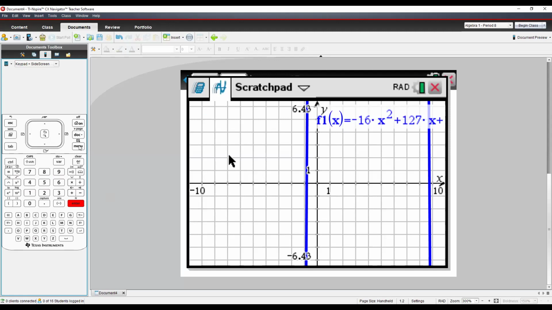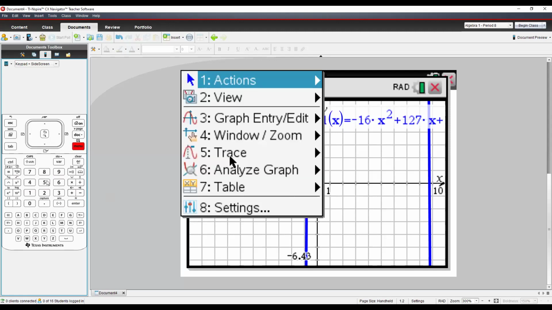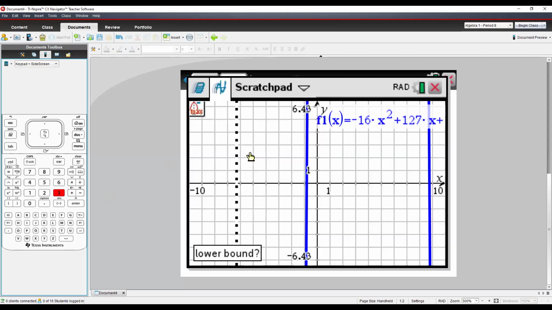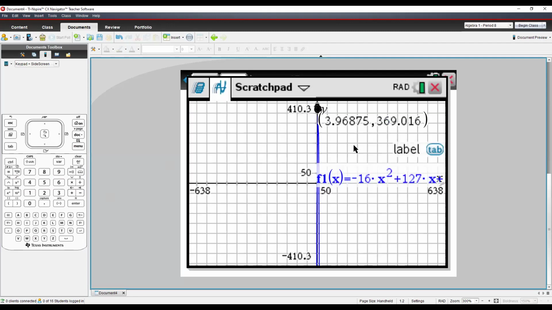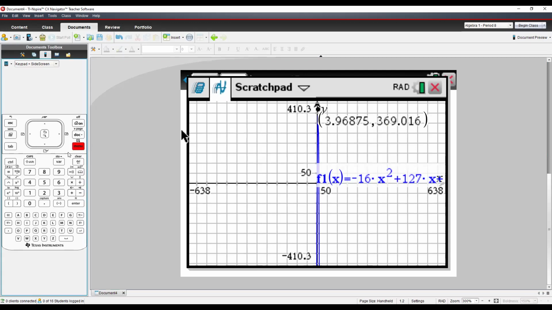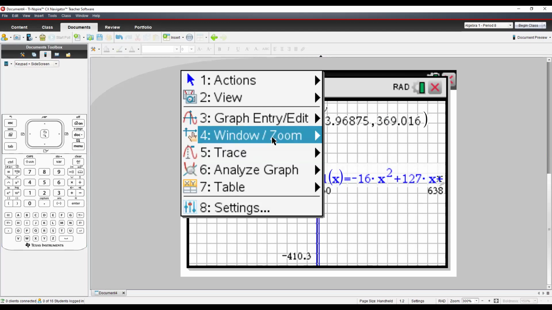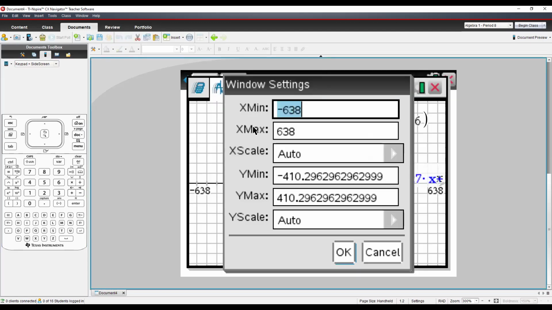The first thing I'm going to do is find the vertex. I'm going to go menu. This is a max, so I'm going to go menu 6 3, start on the left, go to the right. All right, so now I know that the vertex, it takes about 4 seconds to reach the max of about 370. So now I'm going to set my window. Remember, I can set the window because I want you to see this.